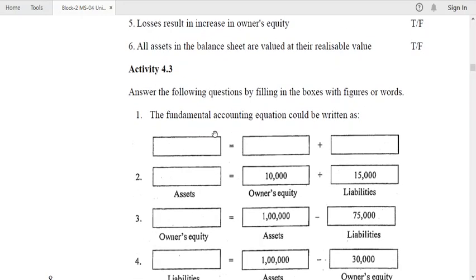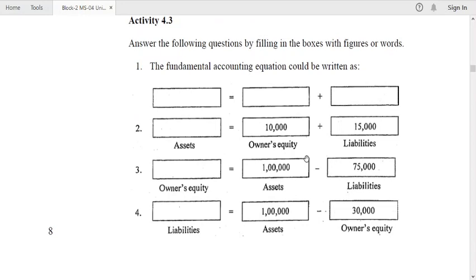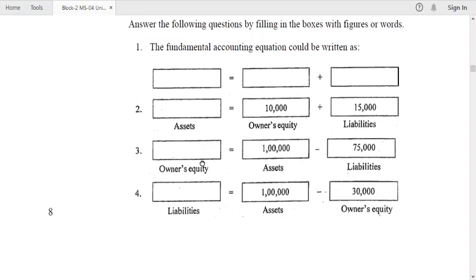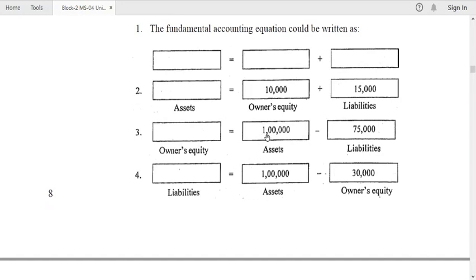Okay. Next question, the fundamental accounting equation could be written as assets equal to liabilities plus owner's equity. Assets, we have to find out assets here. Owner's equity is there, liabilities is there. Add those two, we'll get 25,000 assets. Owner's equity is given. So assets minus liability, 25,000 will be the owner's equity.